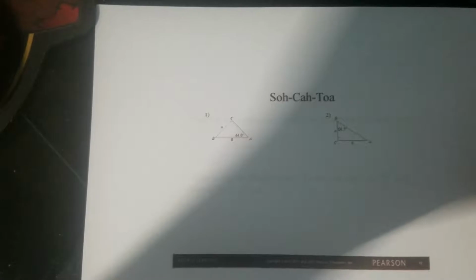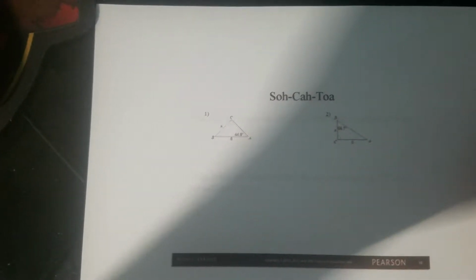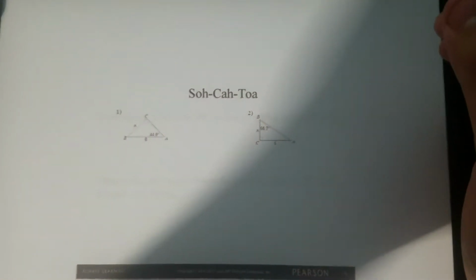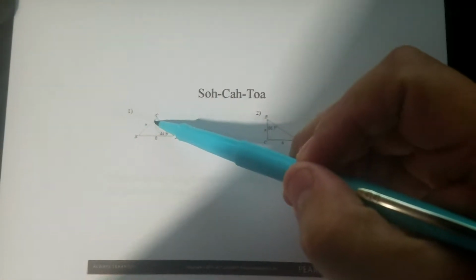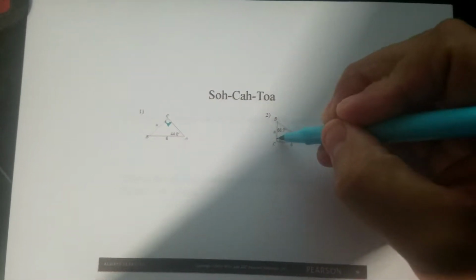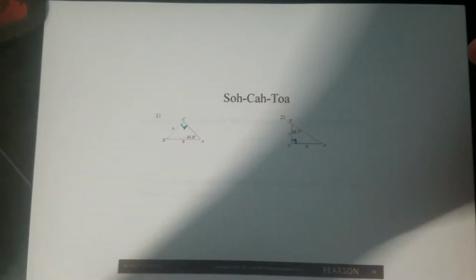Now, SOHCAHTOA, guys, this is not on your formula sheet, so just remember SOHCAHTOA, and remember that you can only use these when you have a right triangle. So here I see, I know this is blurry, but this is a right angle. This is 90 degrees. Over here, this is 90 degrees. Okay, so I can use SOHCAHTOA.